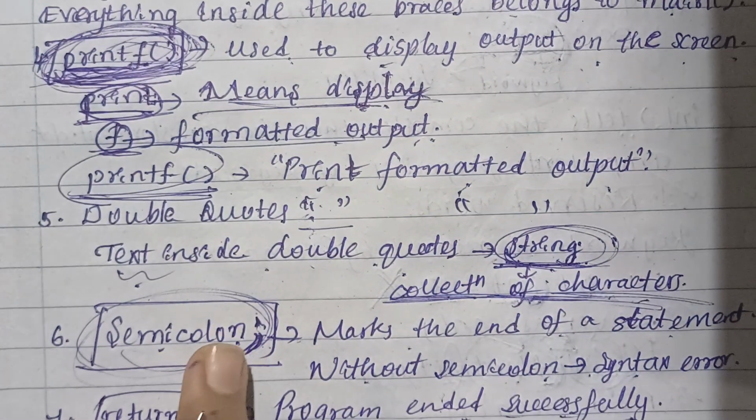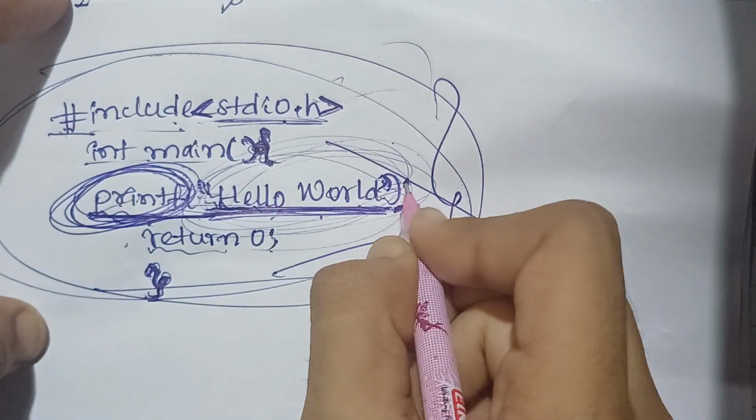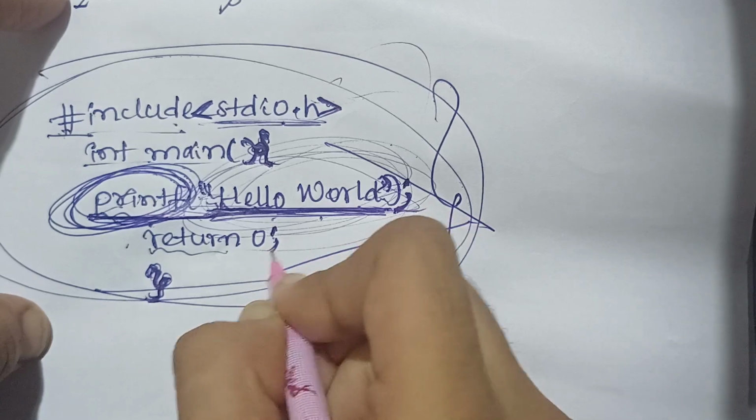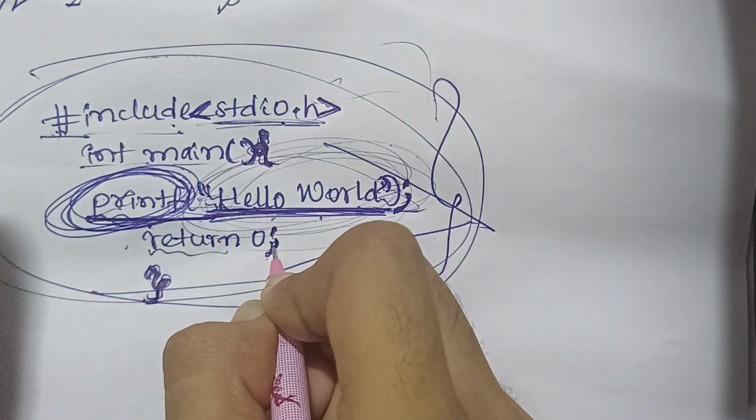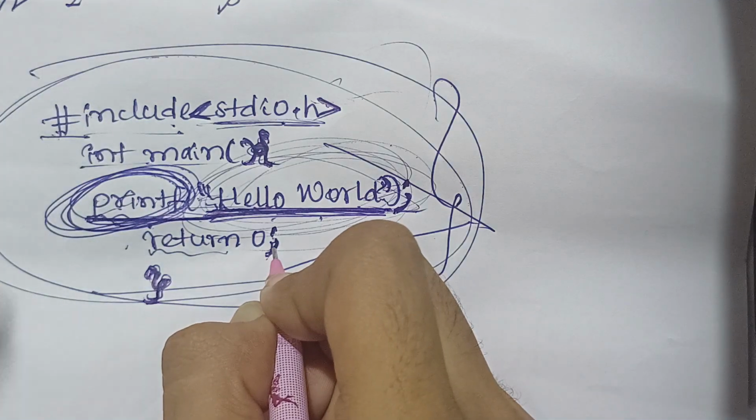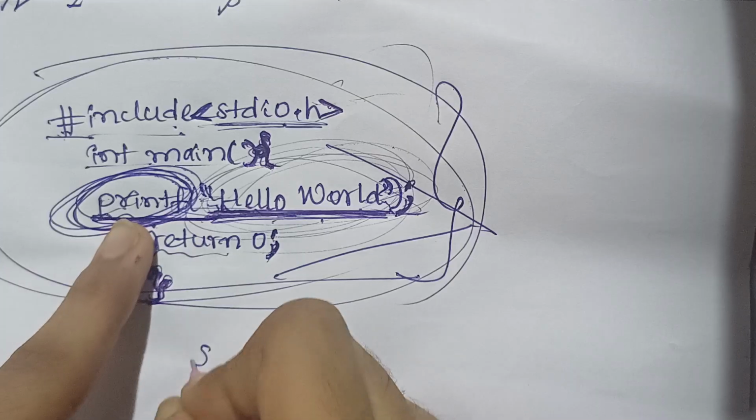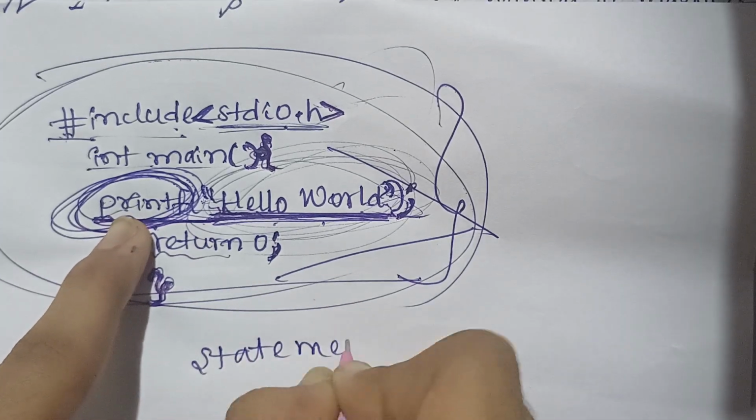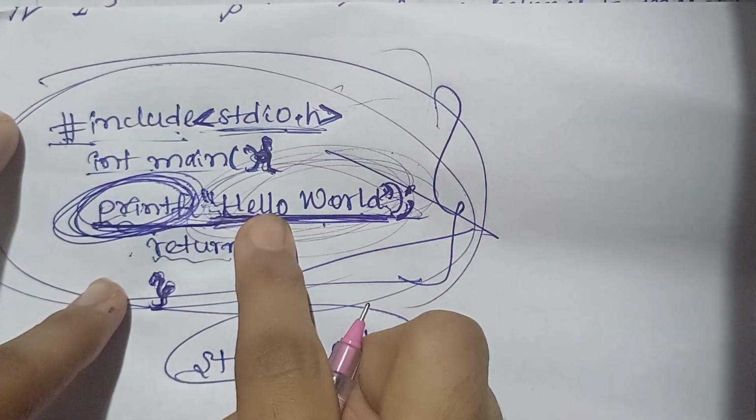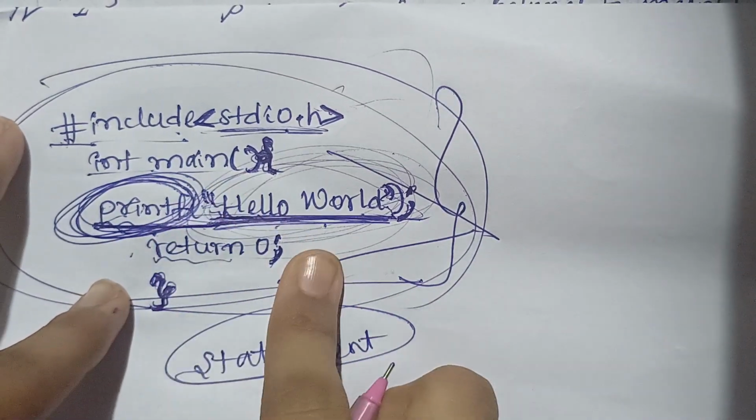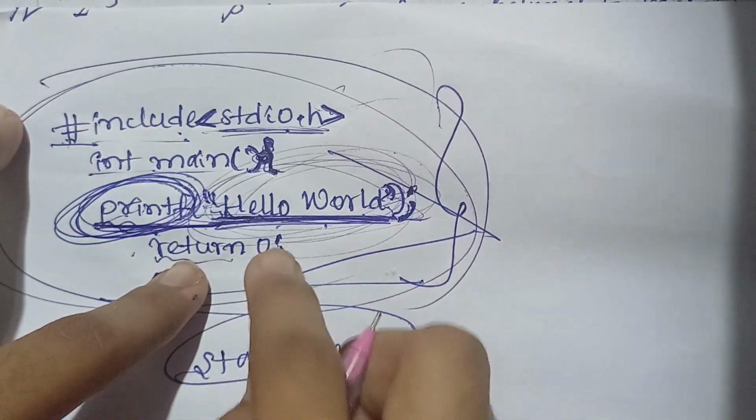And you can see we have used the semicolon here. After printf you are using a semicolon, and after return 0 you are using a semicolon. Whenever we write a statement, you have to terminate it with a semicolon. Now you may get a doubt, what is meant by a statement? Statements are nothing but instructions which we give. Here we are instructing to print this hello world, so it is a statement, and here we are instructing to end the program, that means return 0.